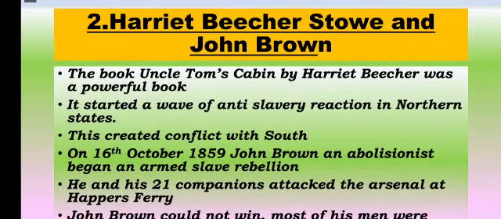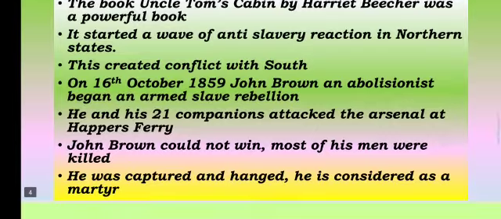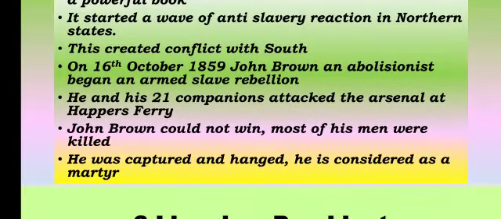As for John Brown, he was an abolitionist, and on 16th October 1859 he began an armed slave rebellion. He tried to attack and capture the arsenal at Harper's Ferry in Virginia, but his attempt failed because most of his men were killed. He was captured and hanged, and then he was considered a martyr.